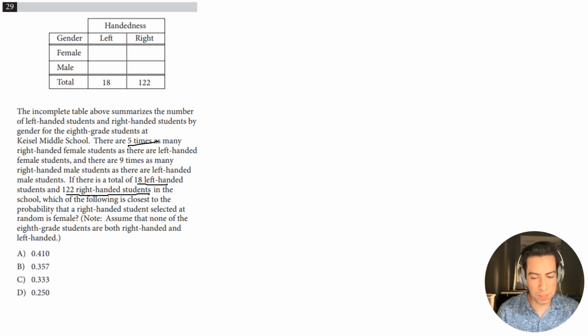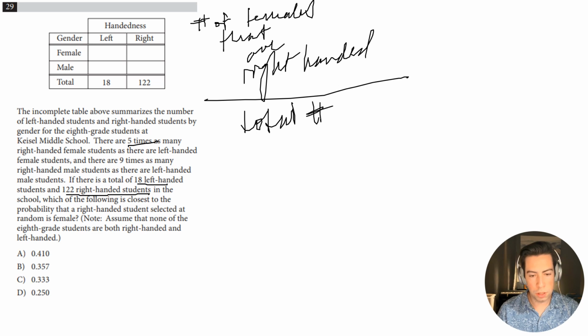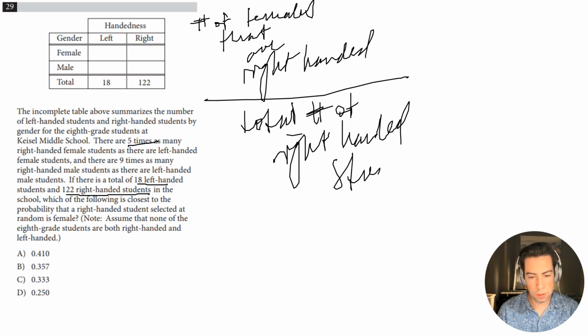Let's go ahead and figure out what they're asking us. They're telling us that we need to find the probability that a right-handed student selected at random is female. So what we need is the number of females that are right-handed, and then we need to divide that by the total number of right-handed students. Hopefully you see why that's the case. We need this value right here, and then we need to divide it by this value, okay?